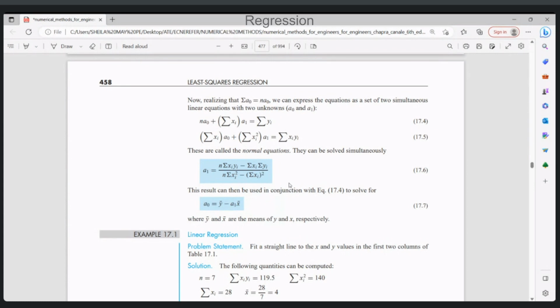Now in here, our a sub 1 is like our slope m. Remember our slope formula? Y2 minus Y1 divided by X2 minus X1. And our a sub 0 equals y barred minus a sub 1 x barred. The form of the line, class, is when you draw it.